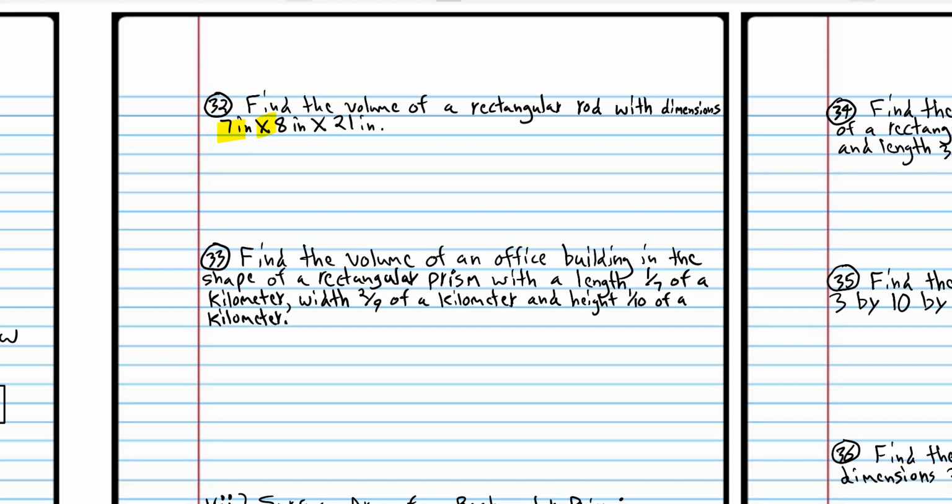And why is that? Well, it's just more math notation. The reason that you write the multiplication sign is because if you want to find the volume of it, you multiply. So they like to say 7 by 8 by 21 using multiplication signs instead of the word by.